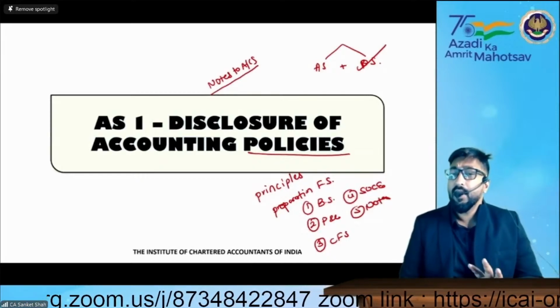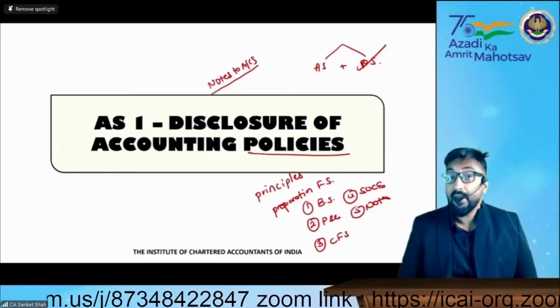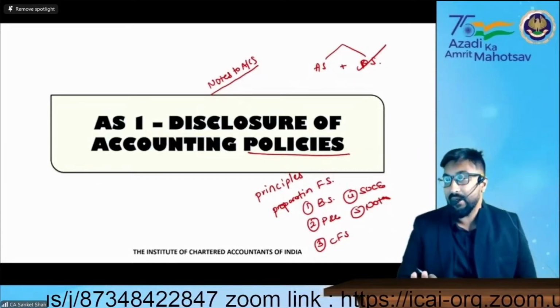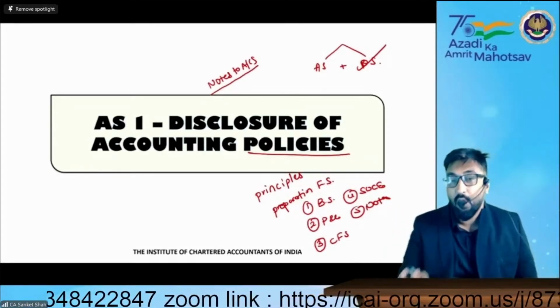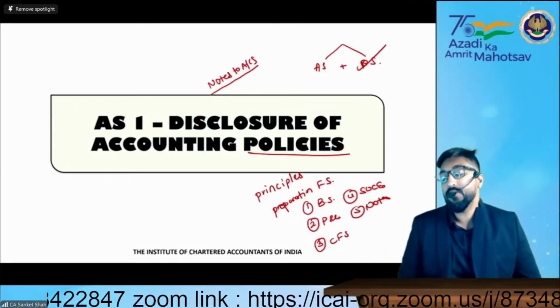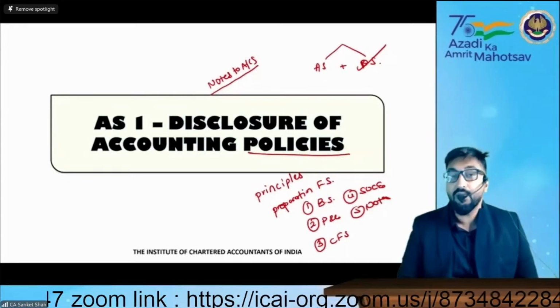It is not a specific standard, but it is a general standard. Okay, try to understand, this is not a specific standard related to assets, liabilities, income, or expenses. No, this is how you are going to disclose it in your notes to accounts, not books of accounts, notes to accounts.